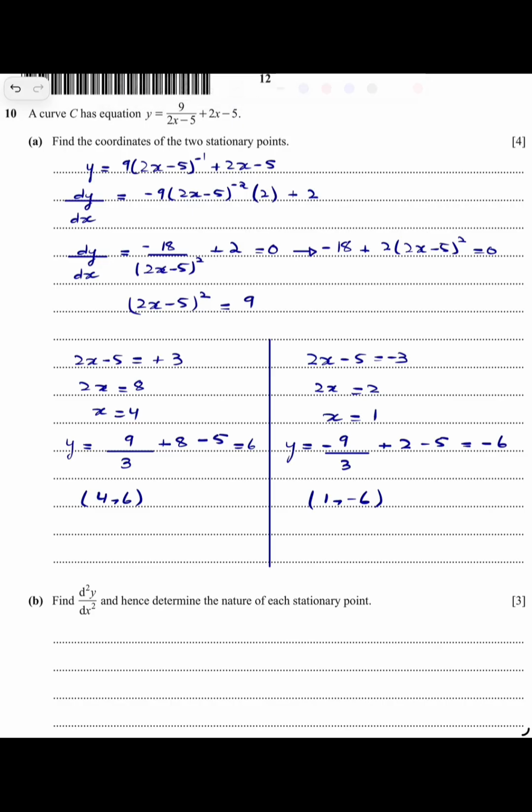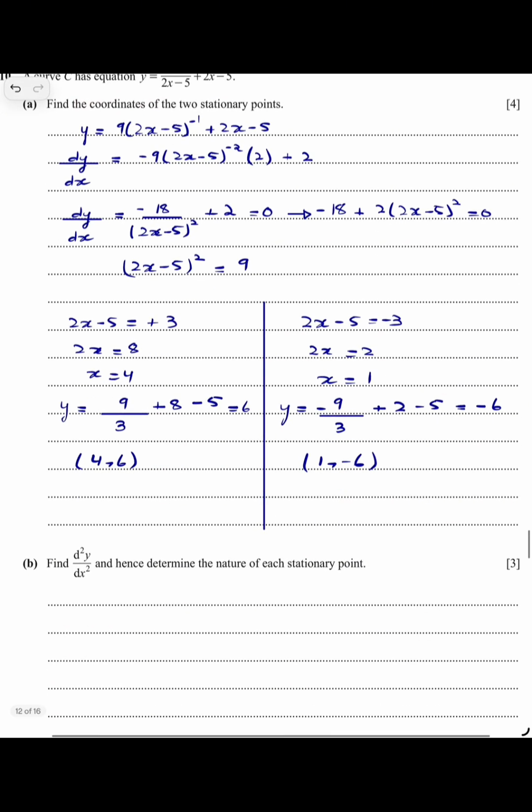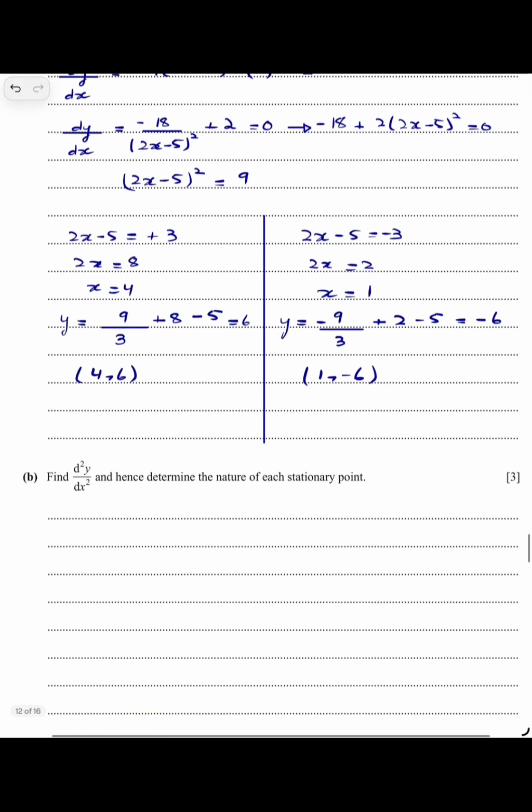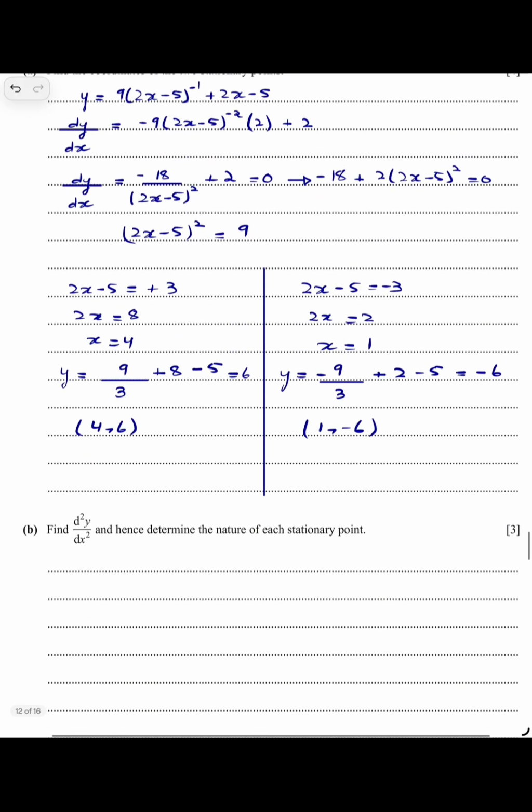So remember, when they ask for the coordinates, you need to give both the x and the y coordinate. That's why it says coordinates, the x and the y both. Now, find the second derivative and determine the nature of each critical point. Let's find the second derivative. This was the first derivative. The second derivative is just the derivative of the derivative.